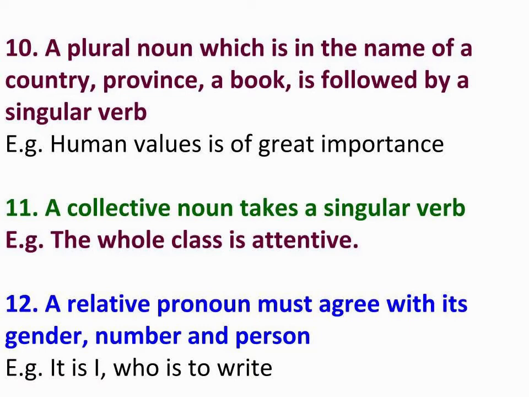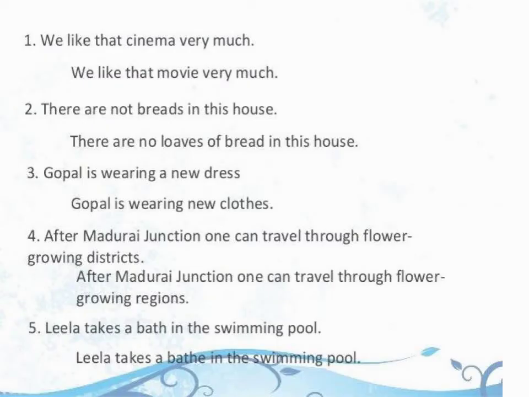Look at the 12th rule: a relative pronoun must agree with its gender, number and person. What is a relative pronoun? Who, where, what, that, which. These are all the words. For example, it is I who is to write. So I is singular. So who is to write? So it is we who are to write. If it is we, then who are to write comes. Okay? Some more examples.